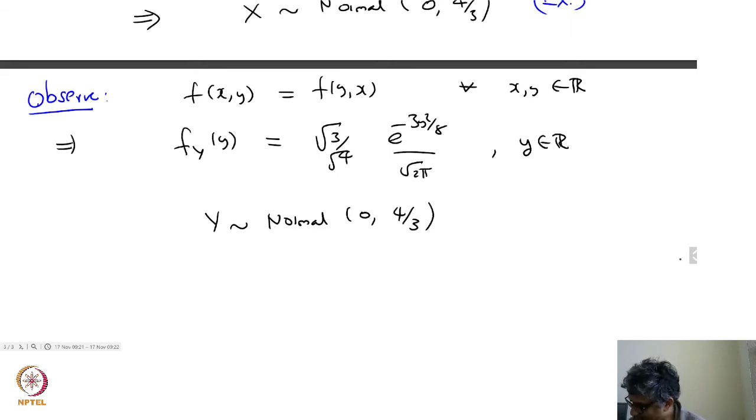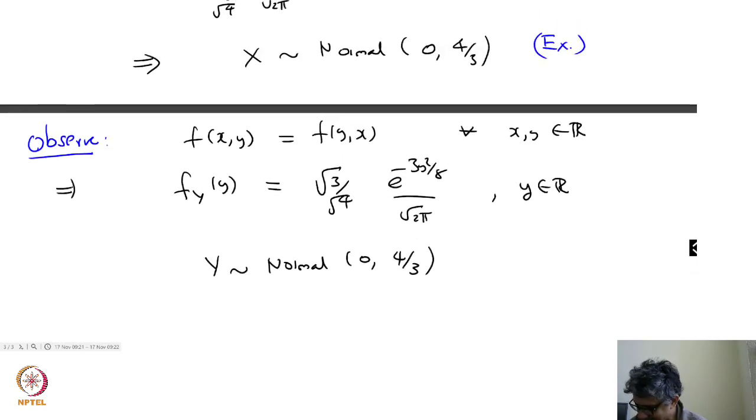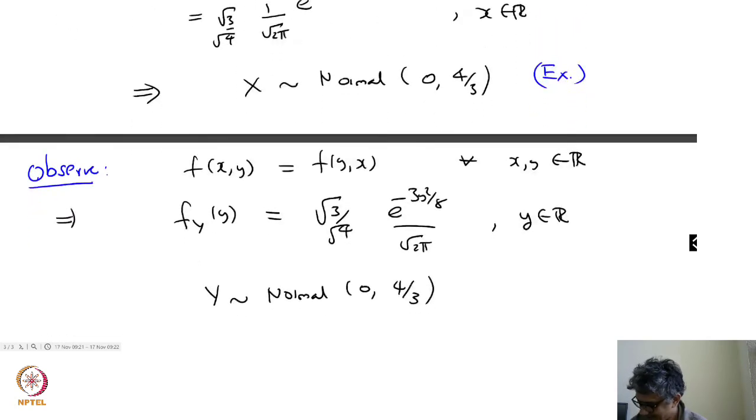So now I have two facts. I have y is this, x is this, and the joint density. So let's try and do some simple calculation. Let's try and put everything together. The first observation is, let's check if x and y are independent. Are x and y independent?